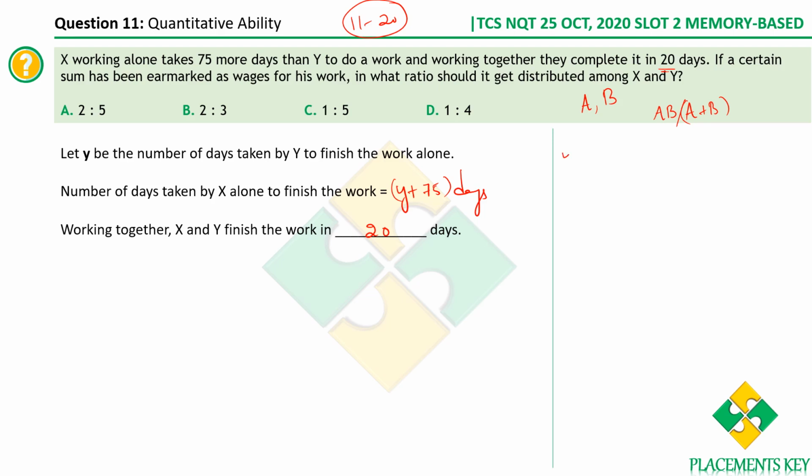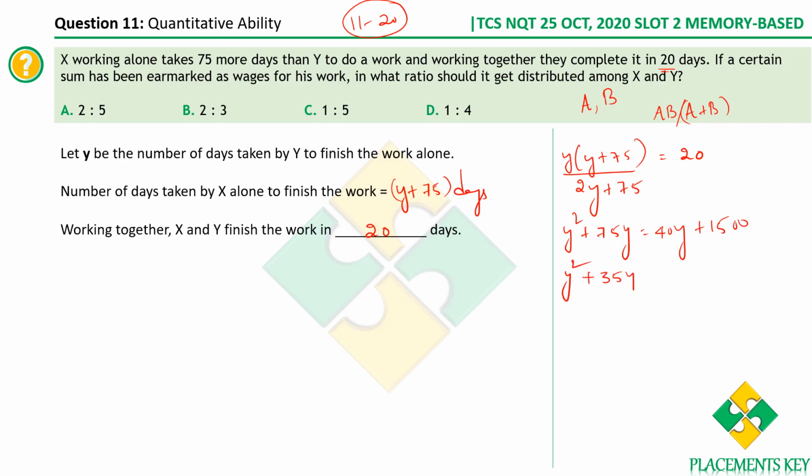So I can say it as Y into Y plus 75, divided by Y plus 75 plus Y, that is 2Y plus 75. This value is given as 20. Now let's simplify this. What do we get? Y square plus 75Y is equal to 40Y plus 1500. So if we transpose this to one side, we get Y square plus 35Y minus 1500 is equal to 0.